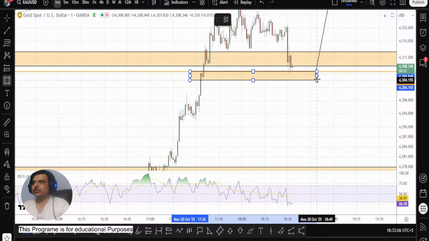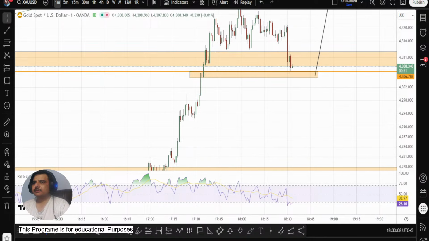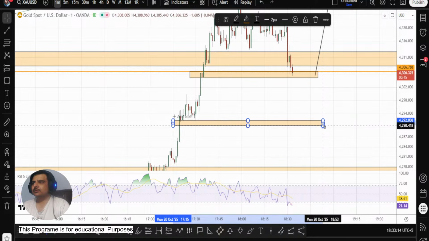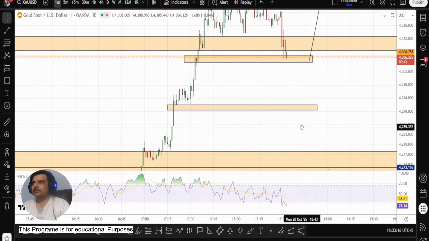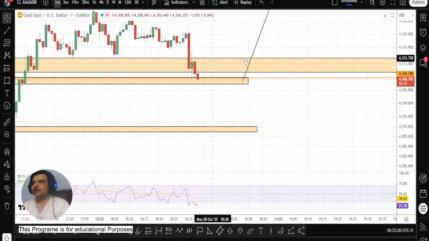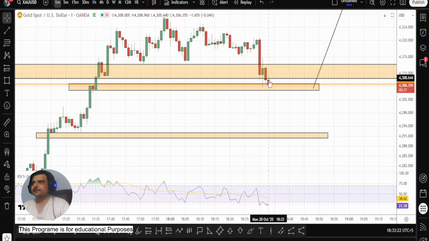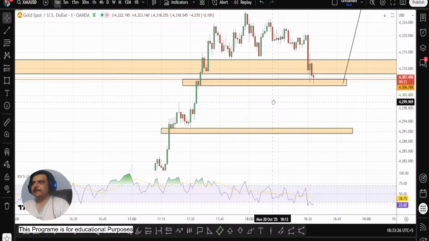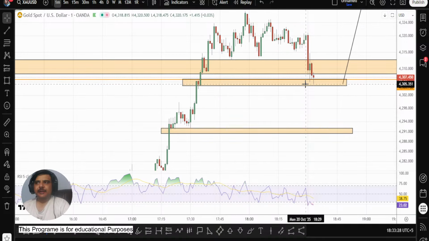Break below this zone and then market straight down to 4292. This is failed. These bulls are failed. Look at again this candle on the 1 minute. This failed. But this level is yet valid. Okay, this is still valid.